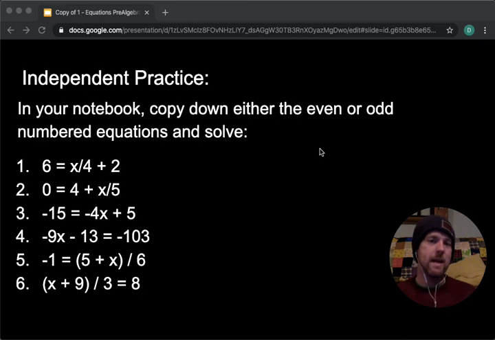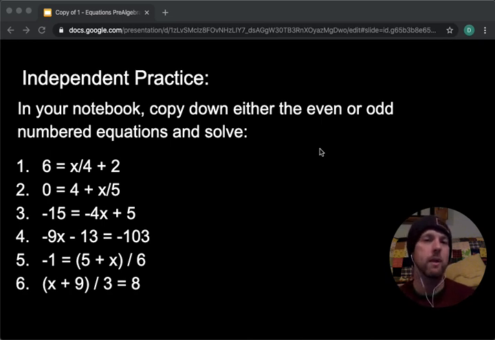And we're back. Now it's time for some independent practice. In your notebook, I want you to copy down these 6 equations. I know it says copy down either the evens or odds, but I've got a lot of faith in you guys. I believe that you can complete all 6 of these equations. So I want you to copy them in your notebook, take a picture of that, and send that to me at the bottom.